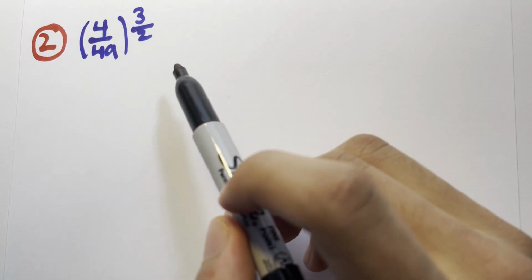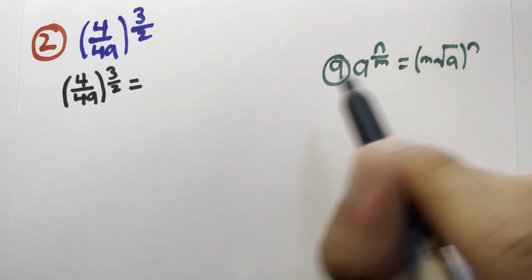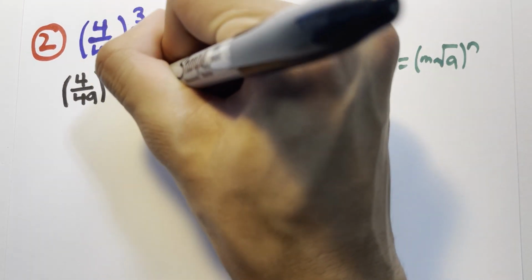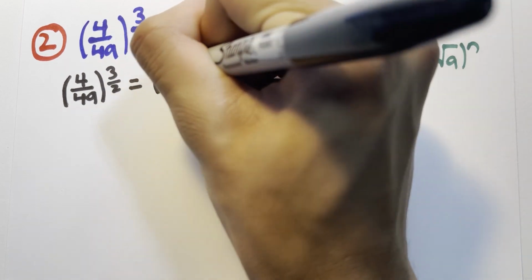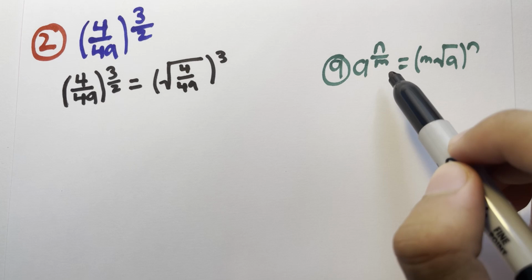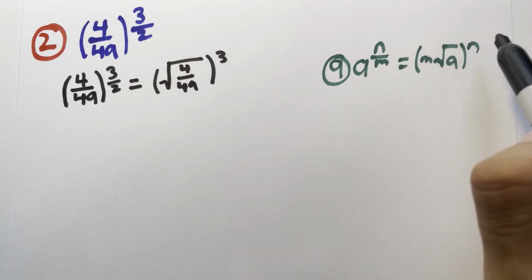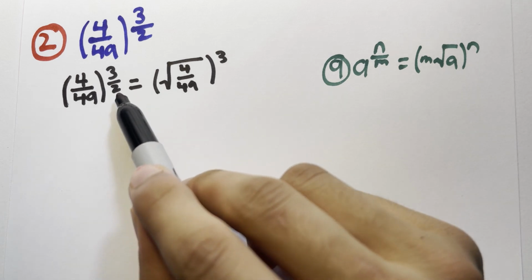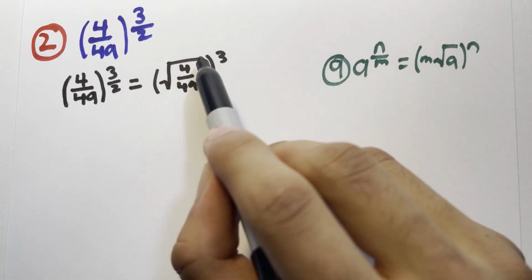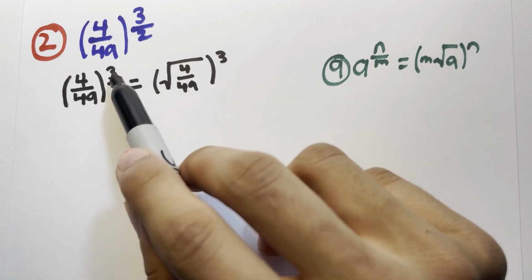Before I move on to the second question, pause the video and have a go at yourself. Now thinking back to our third rule, we can rewrite this as the square root of 4 over 49 cubed. Remember that this rule says that we take the root of the denominator before raising it to the power of the numerator in the fraction. Here the denominator is 2, so we take the square root, since that's the second root, before cubing it or raising it to the power of 3.